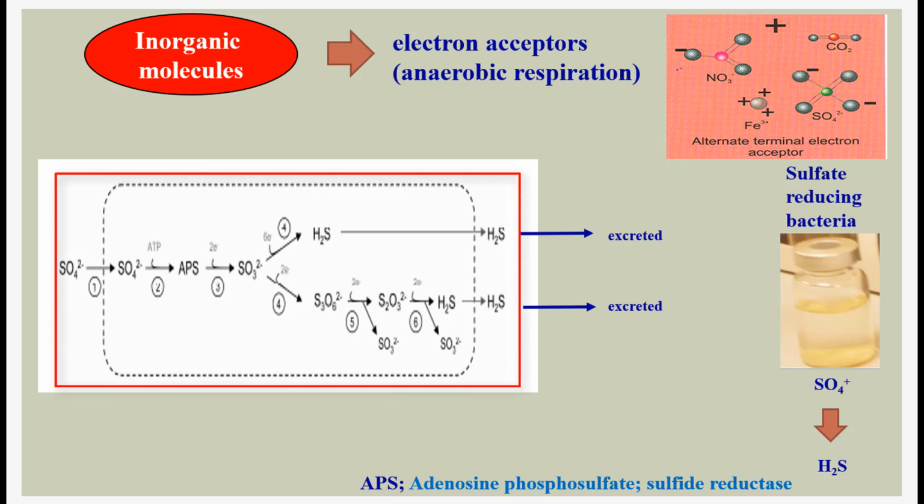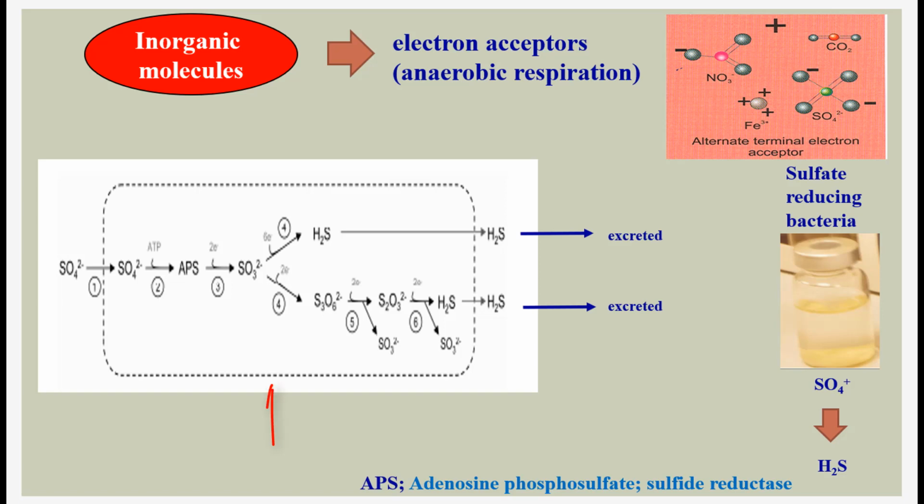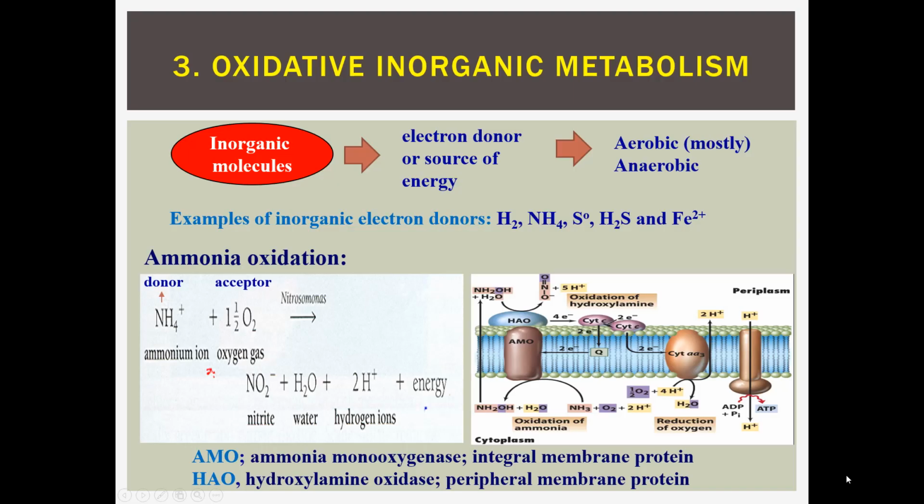Here is the proposed pathway of dissimilatory sulfate reduction. The dotted line represents the cell wall. So sulfate is taken up by the cell through a sulfate transporter, and it is eventually reduced to hydrogen sulfide. Once reduced, it is excreted out of the cell. Here is another sulfate reduction pathway over here, and the end product is the same. It is hydrogen sulfide, which is eventually excreted out of the cell.